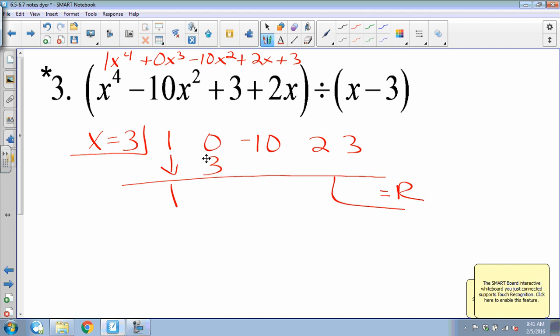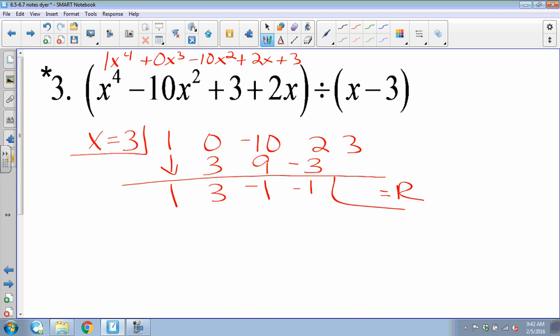Okay, combine these. When I say you add them, that means, depending on whether their signs are positive or negative, you're combining them, like combining like terms. 0 plus 3 is 3. Multiply, you get 9. Now, negative 10 plus 9 is not 19. It's negative 1. Negative 1 times 3 is negative 3. That's not 6. That's negative 1. Then multiply that times 3. And when we combine these, we get 0.